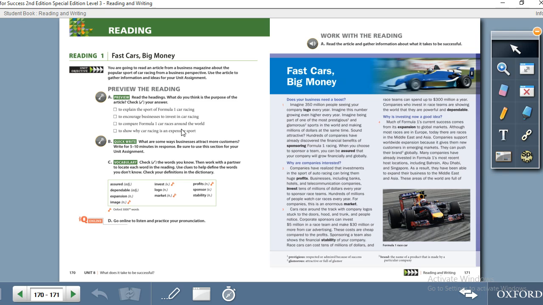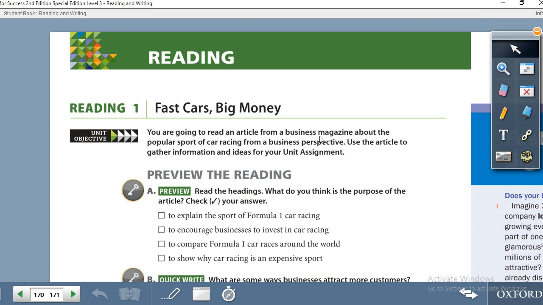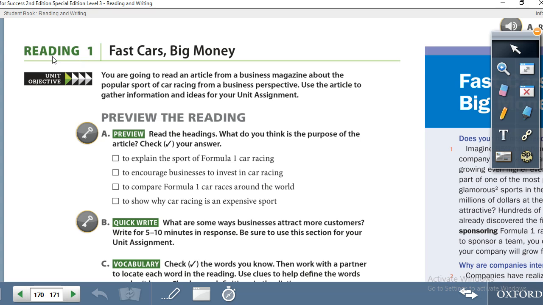Unit 8, Reading 1. Okay, Reading 1, Fast Cars, Big Money. You are going to read an article from a business magazine about the popular sport of car racing from a business perspective. Use the article to gather information and ideas for your unit assignment.